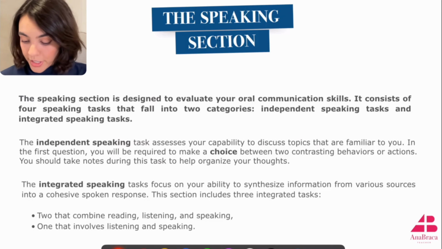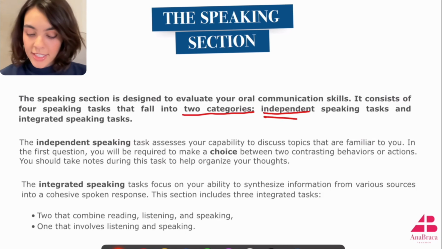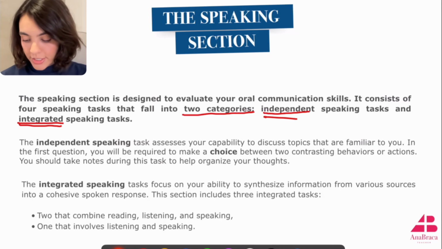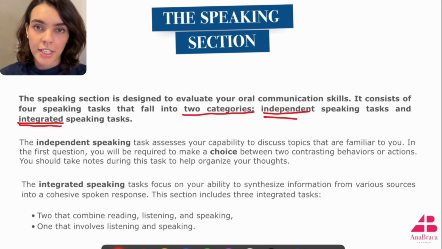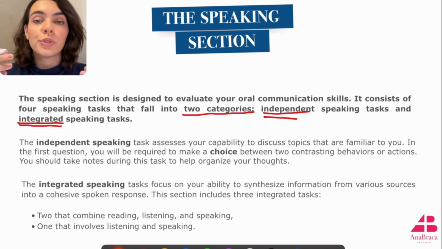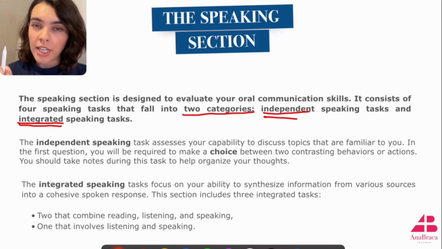So this part is divided into two categories: the independent speaking and the integrated speaking part. So let's get started talking a little bit about the independent part of the speaking. In the independent part of the speaking, they will be testing you to speak about something free, something that is related to your everyday life, and you will always have to make a choice. So let's check this in detail here, shall we?